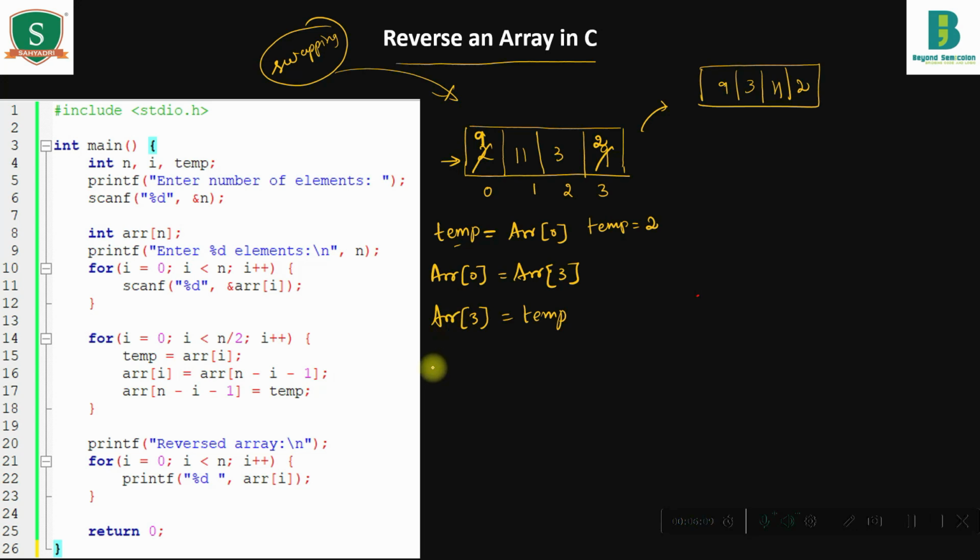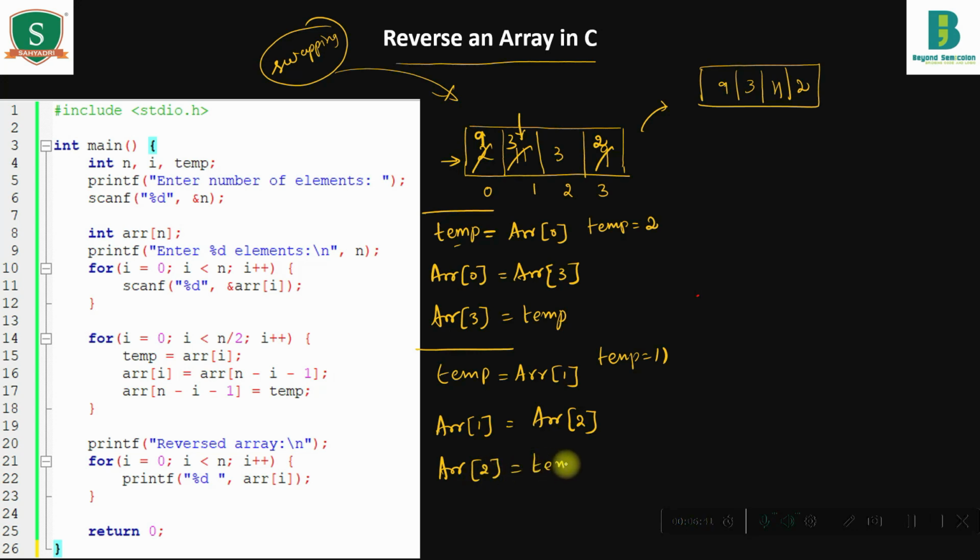Done. Next, we are running in the loop, so we will do the same thing with the second element also. Temporary is equal to array of 1. So array of 1 is 11. Now temporary is equal to 11. Array of 1 is equal to array of 2. Array of 2 is 3, so we are updating this value with 3. Next, array of 2 is equal to temporary. Temporary holds the value 11. This value will be updated to 11. If you see, we got the values reversed in the array: 9, 3, 11, 2.